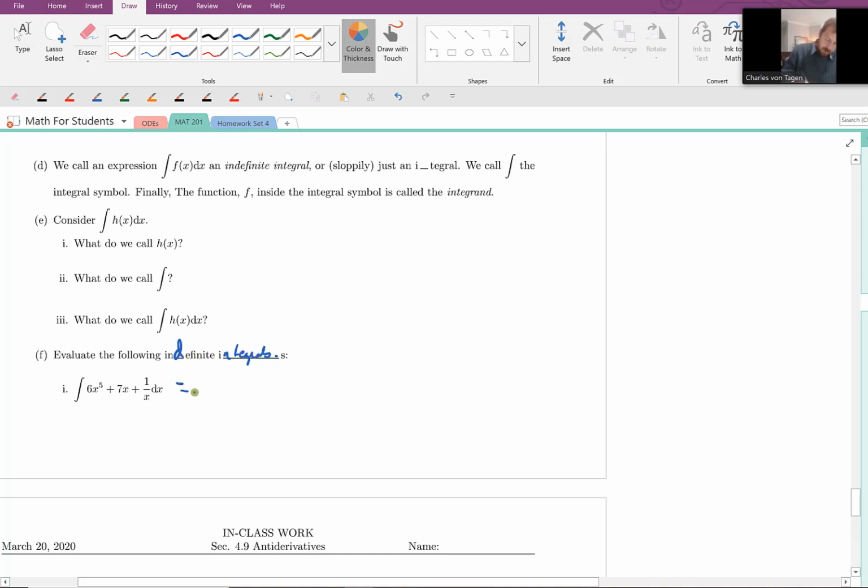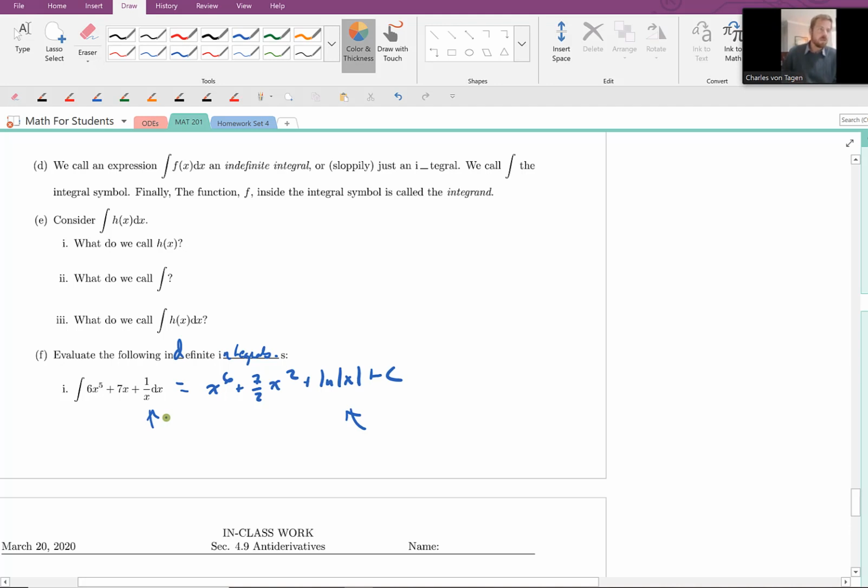So if we evaluate this one, we can evaluate the antiderivative term-wise. And so we would end up with x to the 6th plus 7/2 x squared plus the natural log of the absolute value of x plus c. Be very careful. Remember, I don't use the power rule on the function 1 over x. The power rule doesn't apply to the function 1 over x.